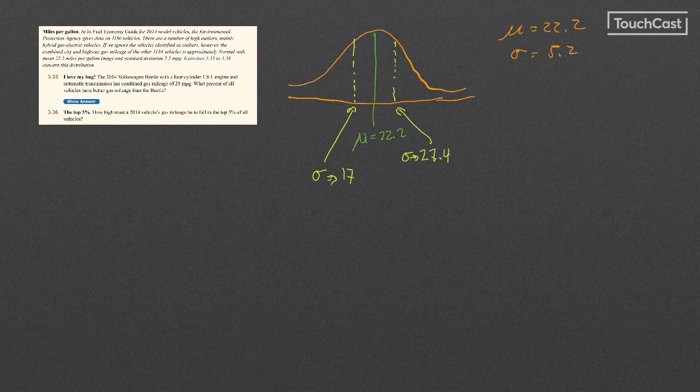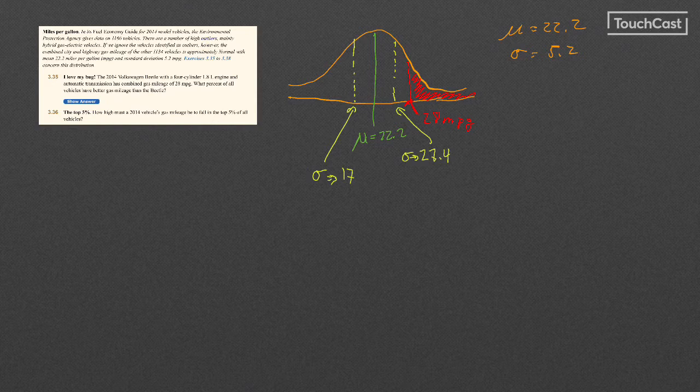I love my bug, it says the 2014 Volkswagen Beetle with a 4-cylinder 1.8 liter engine and automatic transmission has combined gas mileage of 28 miles per gallon. Well, 28 is outside of the one standard deviation. So 28 is somewhere around here. So right there I know I'm dealing with a number that's higher than what I've already computed. It says, what percent of all vehicles have better gas mileage than the Beetle? So if the Beetle is at 28 miles per gallon, let's just say that that's here. The question becomes, what percent is greater than, so this part of the curve is greater than 28 miles per gallon? So what is the percent there?